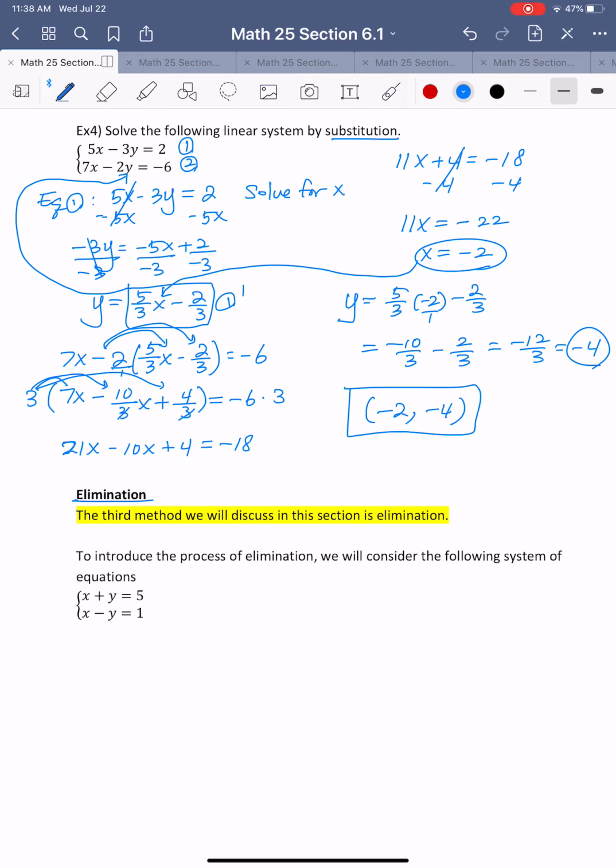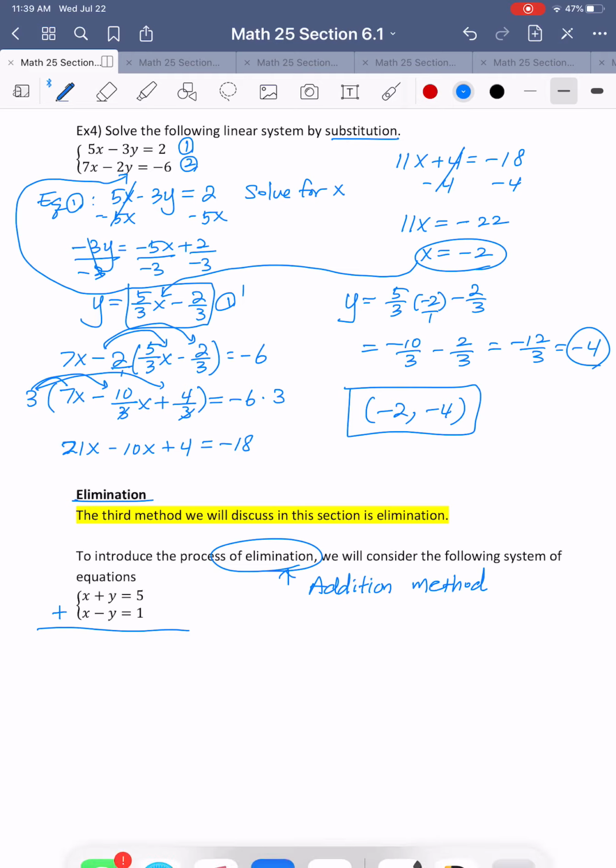The third one is elimination. Okay, elimination is actually one of my favorites. The third method we'll discuss in this section is elimination. To introduce the process of the elimination method, we can also call it the addition method. Why do we call the addition method the same as the elimination method? Because we are adding the system. So when you're adding it up vertically, you'll see 2x, but the y cancels, equal to 6. So x is 3 already. So you find the solution for x.